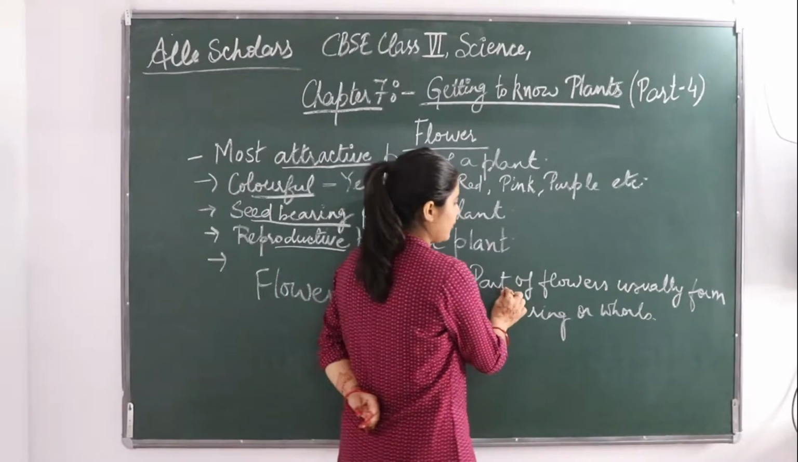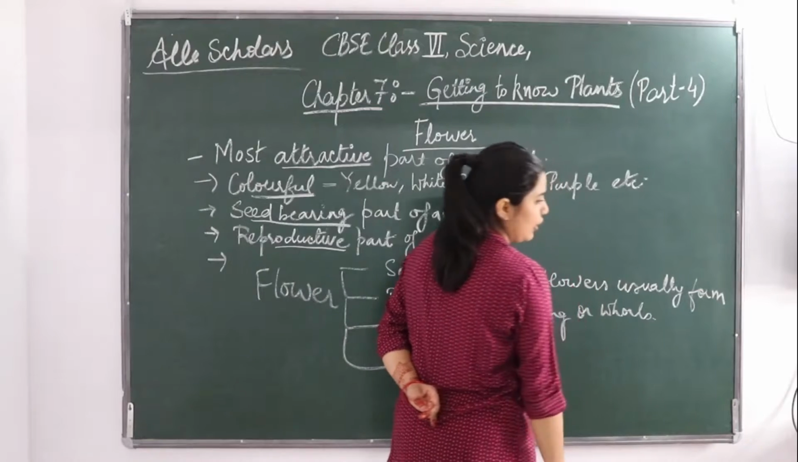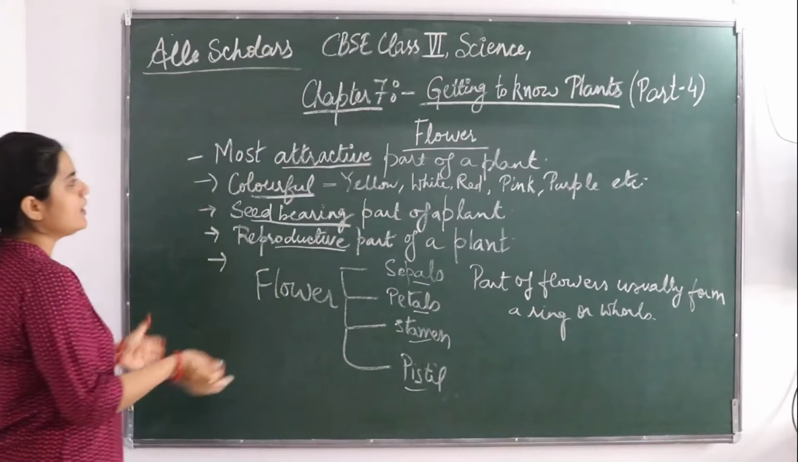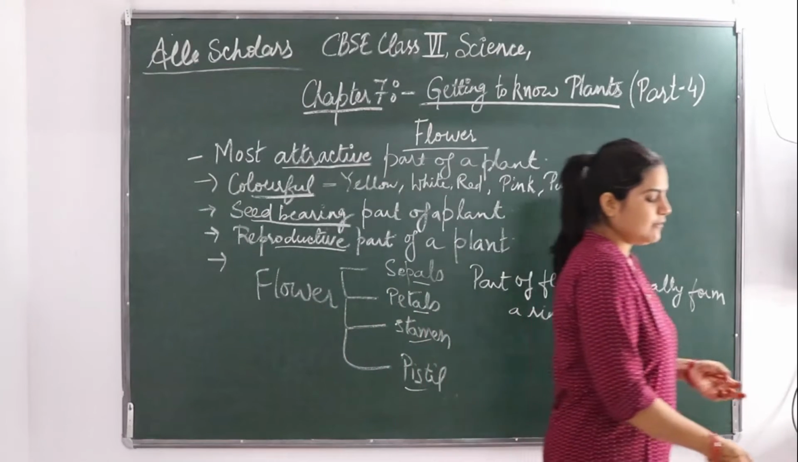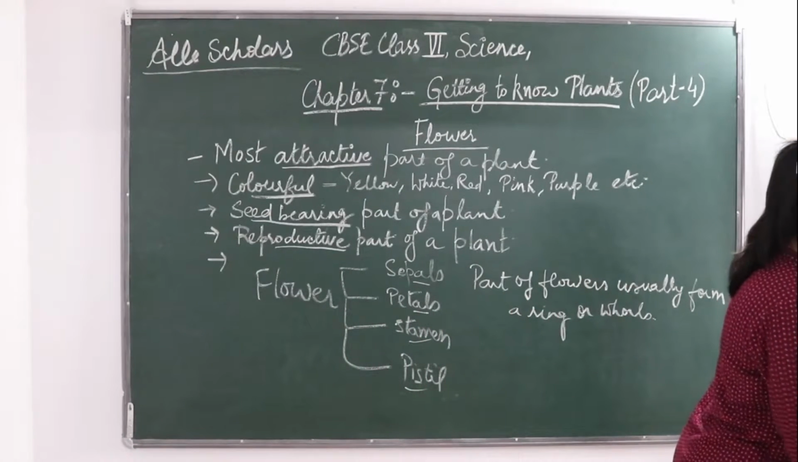Okay, so these parts of a flower usually form a ring or whorls. Okay, so this is our introduction about flower. Now we shall see one by one the parts of a flower.